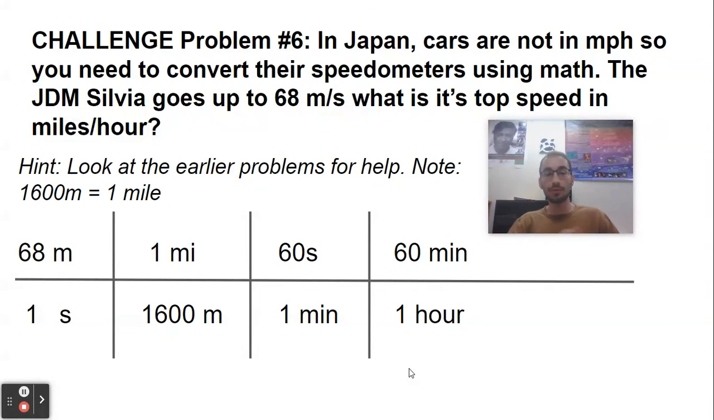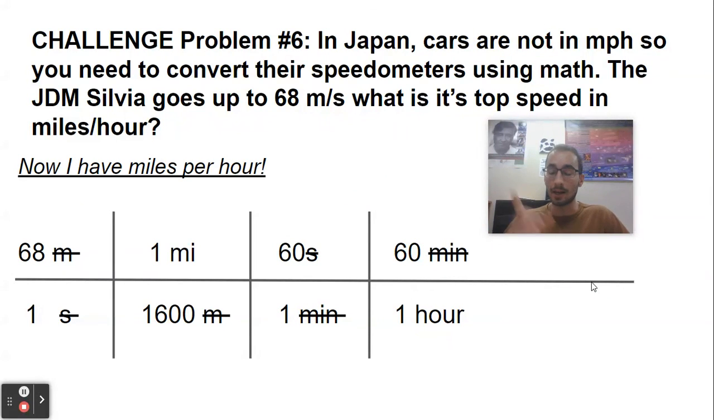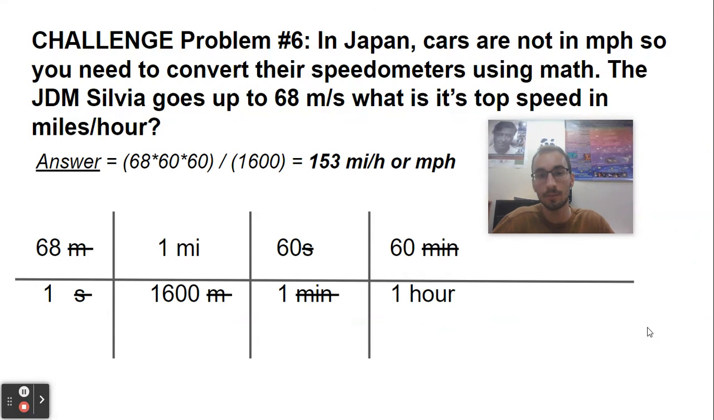Okay. Hopefully you notice you have to pick which one you want to cancel out first. I canceled out the meters first, so I did 1,600 meters to cancel out with that one, and then equals 1 mile. So that one's good, and then I canceled out the seconds and then minutes to get hours. Okay? And if you cross them all out, you'll be left with miles on top and then hours on the bottom. Okay? And to figure out that car's top speed, multiply all the top numbers, then divide by all the bottom ones. And then you should end up with 153 miles per hour.